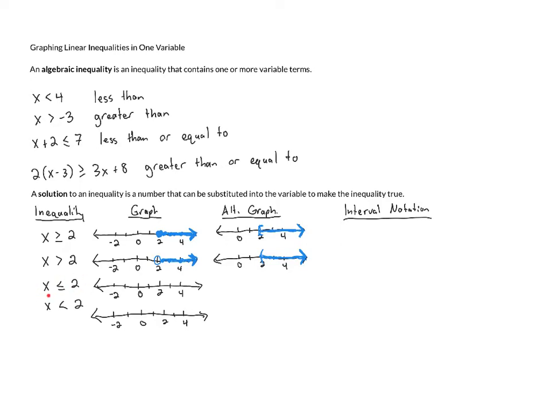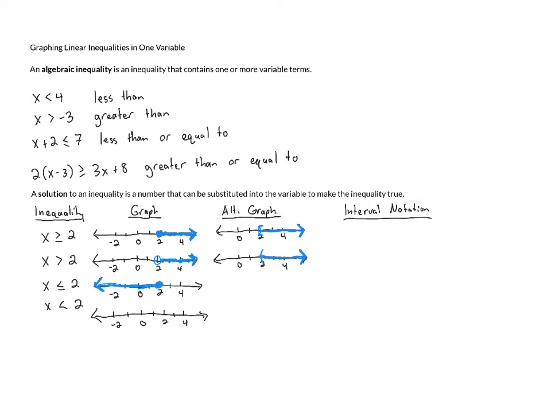For x is less than or equal to 2, we're looking for numbers that are less than or equal to 2. Well, numbers that are less than 2 are to the left of 2 on the number line. So we need to shade everything to the left of 2 on the number line. And then in this situation, x is also allowed to be equal to 2. So to denote that, we put a closed circle on the 2.